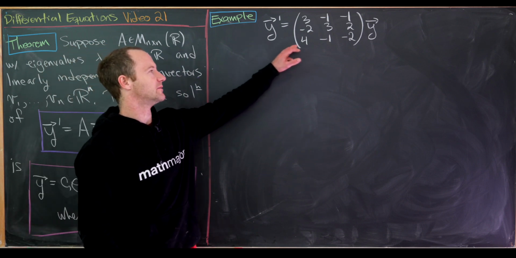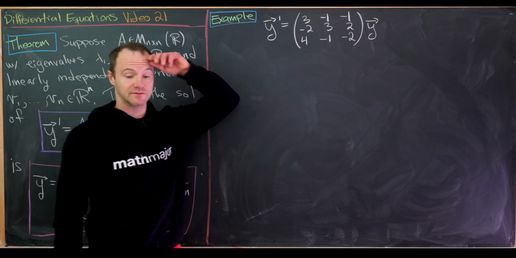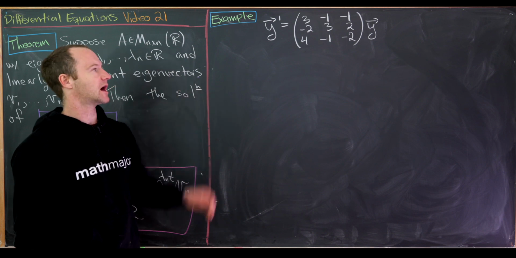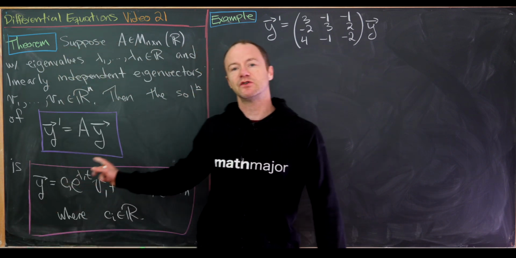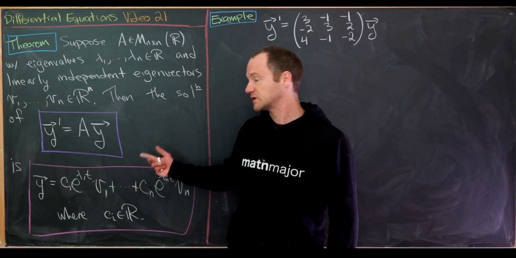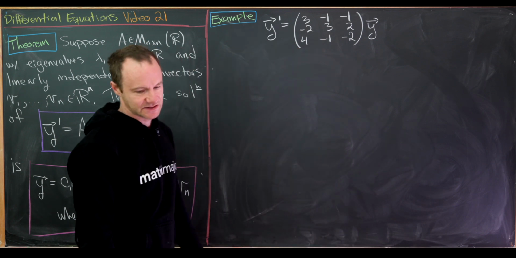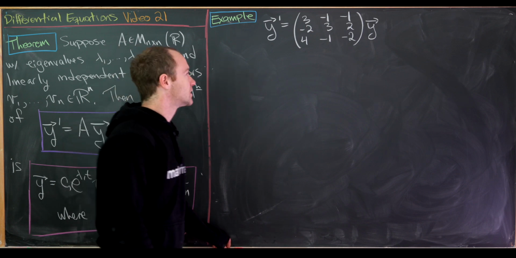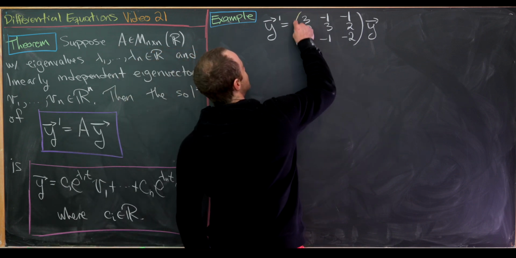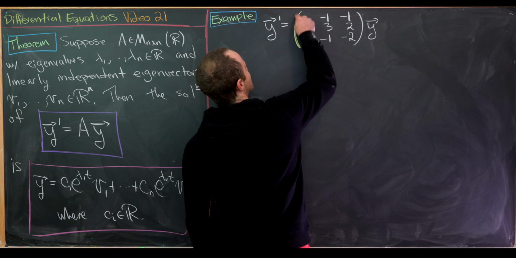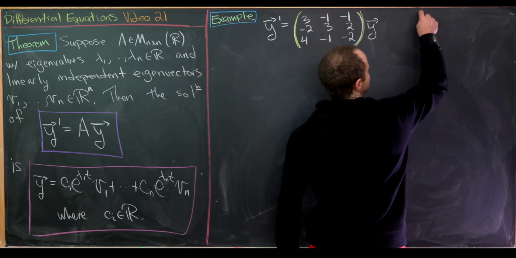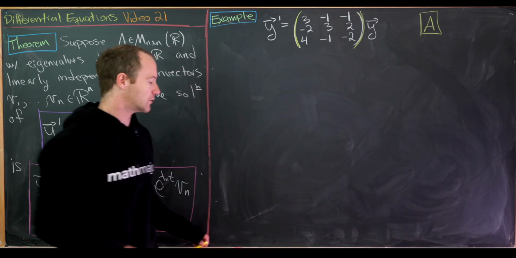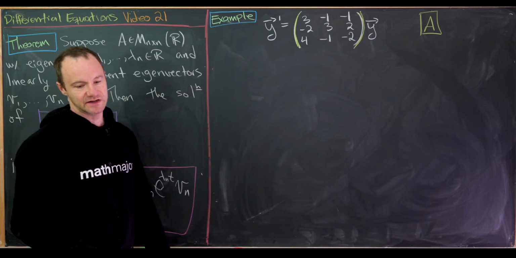We've got y prime equals this 3 by 3 matrix times y. This will give us an excellent opportunity to review finding eigenvectors and eigenvalues, because notice by this theorem that we just went over, once we know those, we're essentially done in this case. Okay, so let's set this matrix here, which I'm putting these yellow parentheses around, equal to A, just for notational convenience.